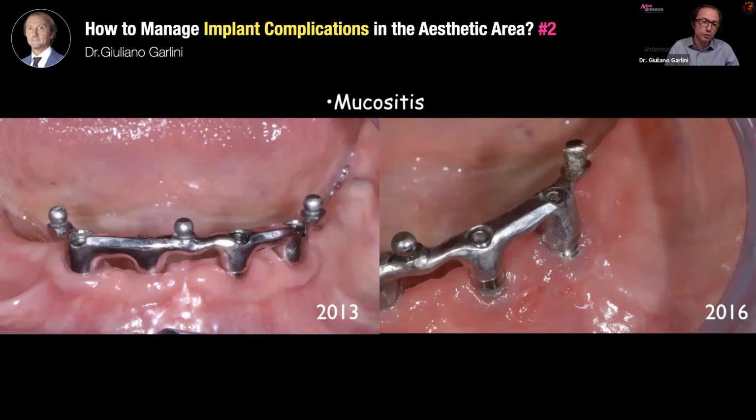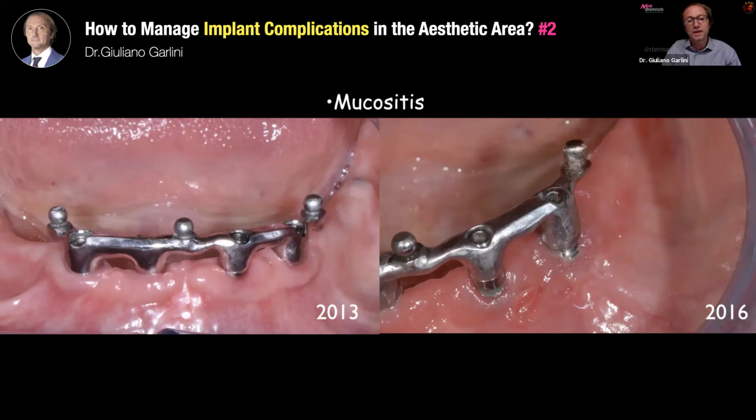So let me show you a case of mucositis that appeared in a patient who had 4 implants inserted in the interforaminal area. I performed this surgery in 2013. And 3 years later, he had a mucositis around the implant. He lost all the keratinized mucosa. He lost his good oral hygiene attitude.